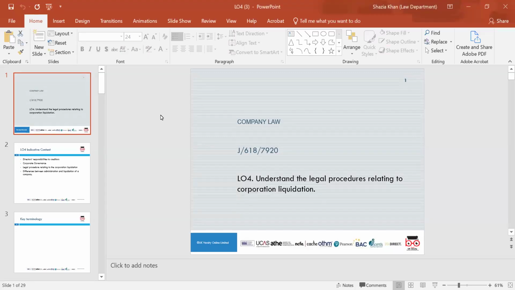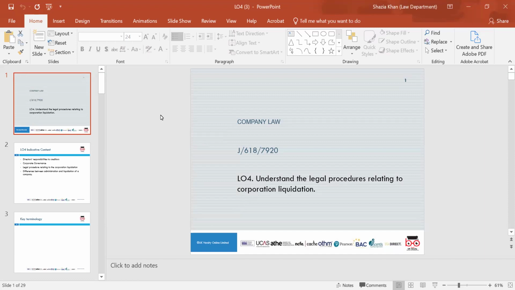So hi everyone. Today's unit that we'll be doing is company law, and we'll be doing learning outcome 4, which is to understand the legal procedures related to corporation liquidation. My name is Shazia Khan, and I'll be discussing learning outcome 4 with you today, and then the final learning outcome will be the assignment discussion.